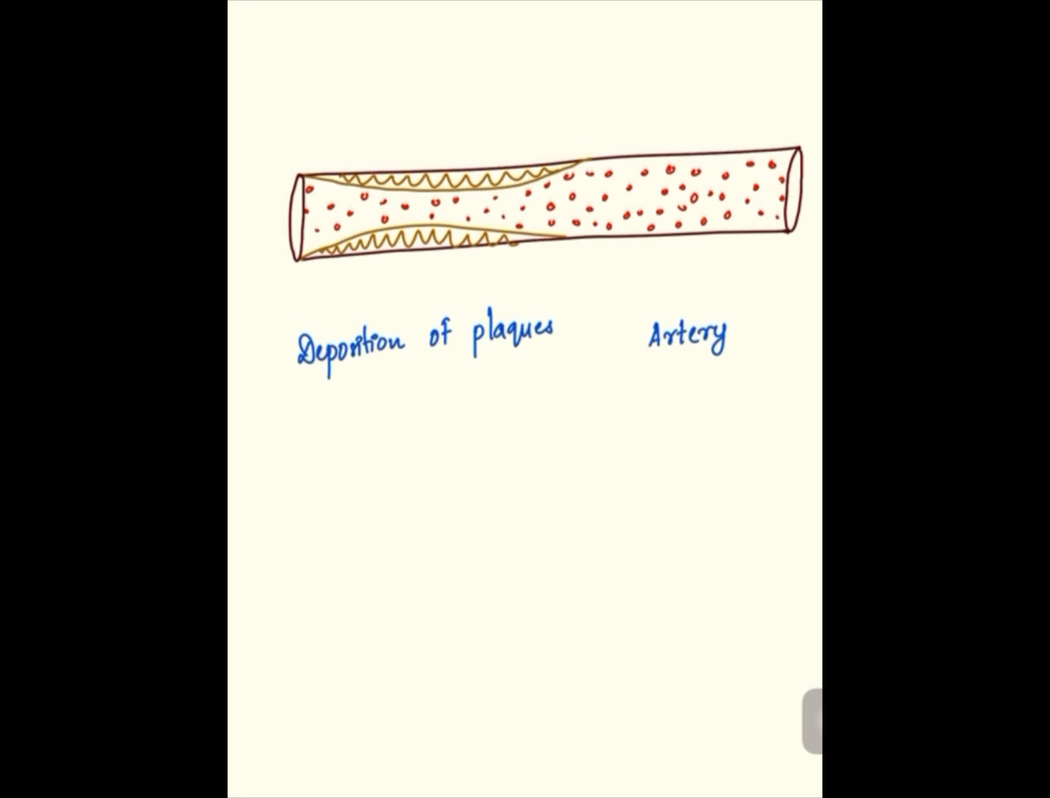Let's have a look over here. We have a cross section of an artery and a deposition of plaques onto the same artery. As you can see, the deposition of plaques has reduced the radius of the artery. As the radius of the artery is bigger over here, it has a higher amount of blood flow. And as the radius decreases over here, the blood flow also decreases. Therefore, we can say that blood flow is directly proportional to the radius of the artery.